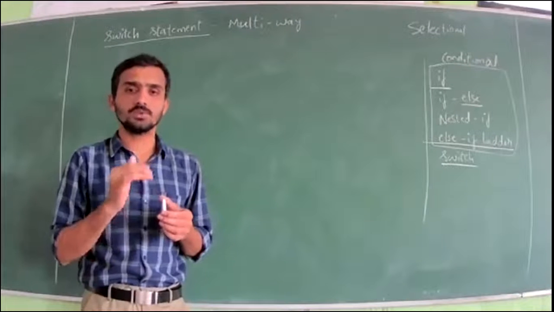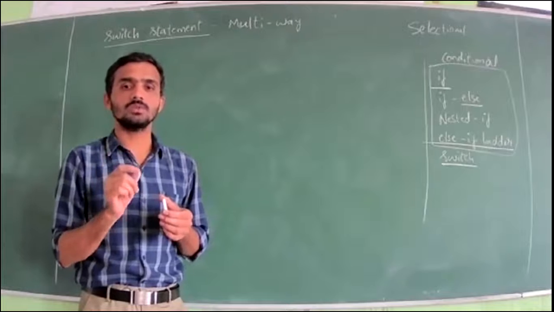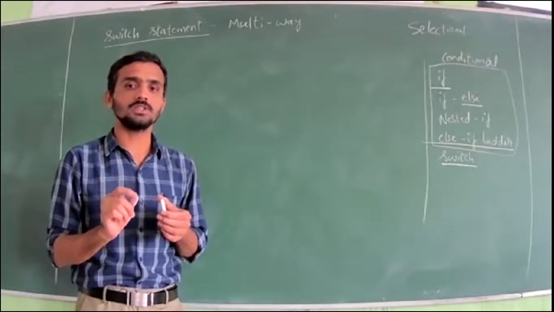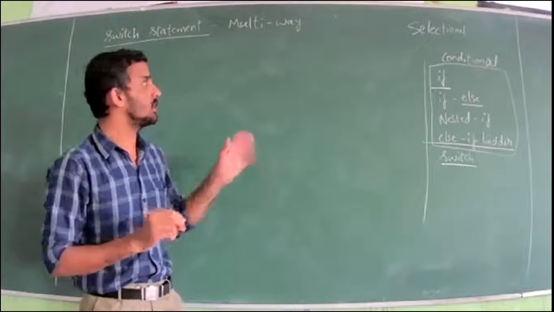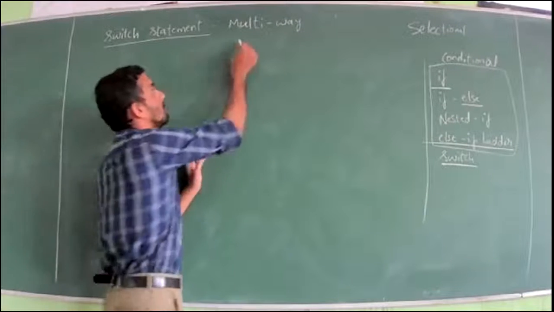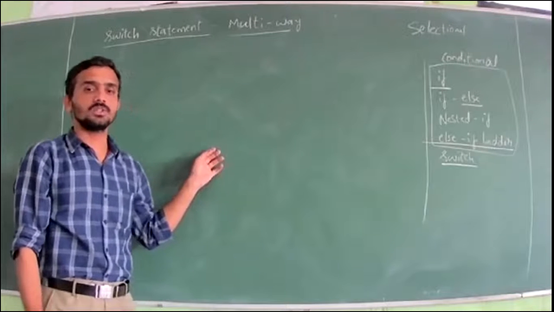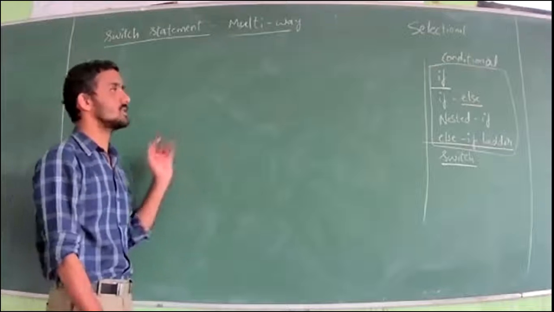In the sense, it keeps on checking the conditions. At one particular point, if the condition is true, that particular statement is executed. So that means out of multiple conditions, one condition will be true and that particular block will be executed. Similarly, the switch statement is also a multi-way selection statement. Multiple statements you will get. Out of those statements, one statement will be selected for execution. So we will see how it is.